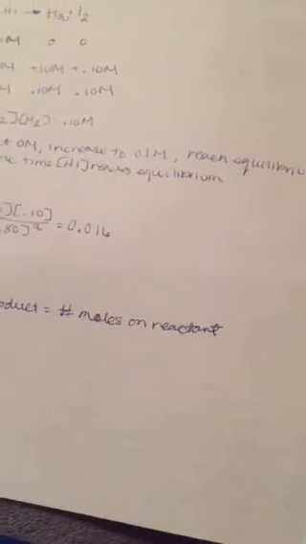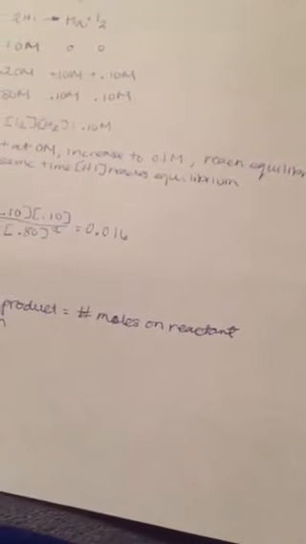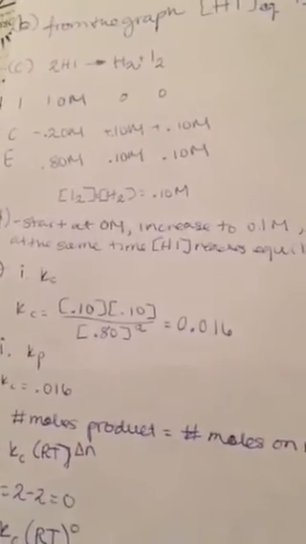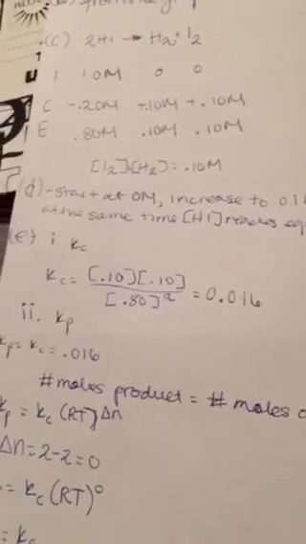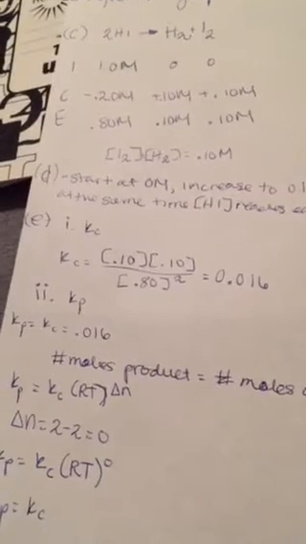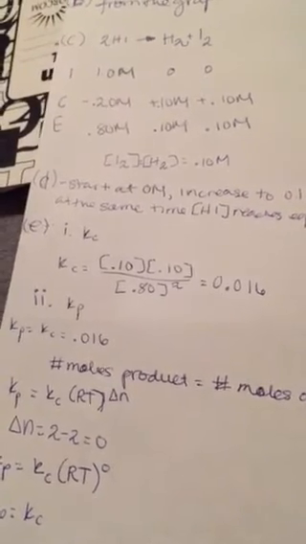And then in part E, we had to calculate the value of the equilibrium constants at 700 K, and for part 1 we had to do the equilibrium constant, or the Kc, and that was, after plugging that in, I got 0.016.